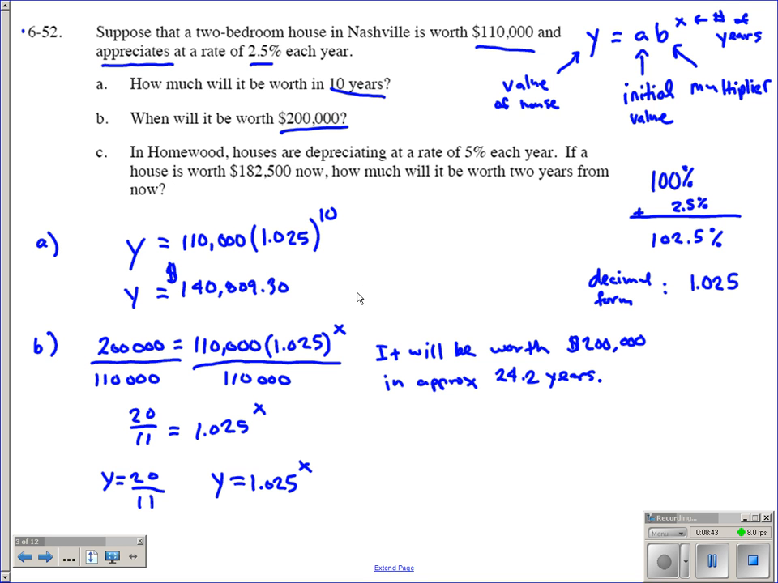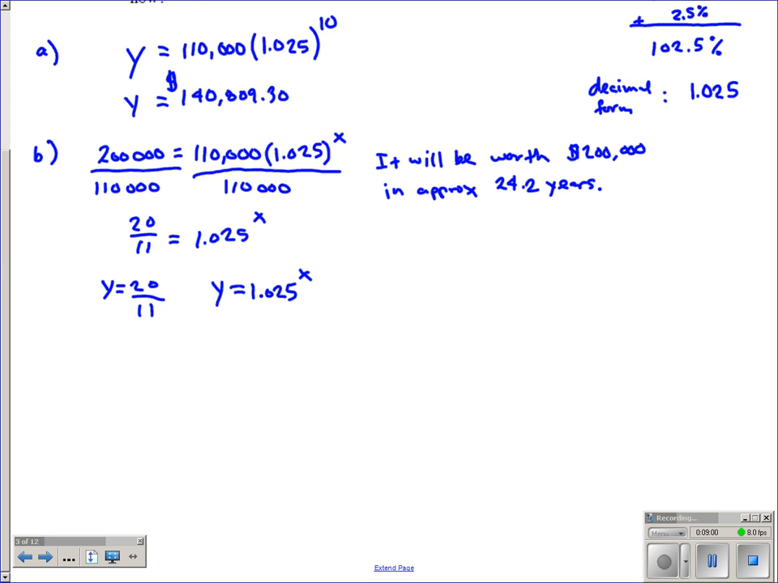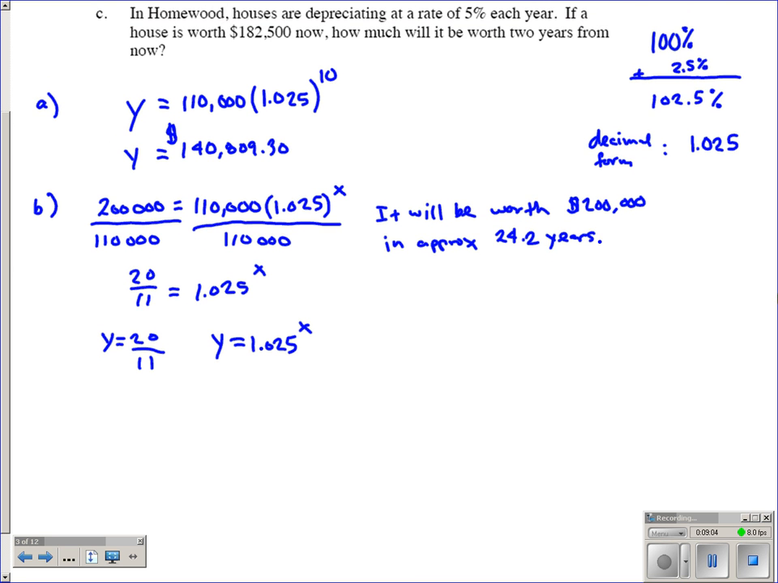Now, letter C says, in Homewood, houses are depreciating at a rate of 5%. If a house is worth $182,500 now, how much will it be worth 2 years from now? So I'm going to make sure we get ourselves a little bit more room here, and we'll solve this one in red so it doesn't all run together.